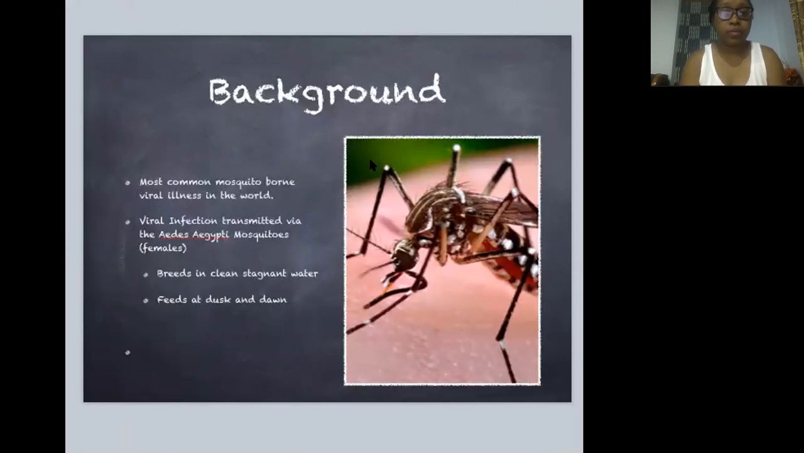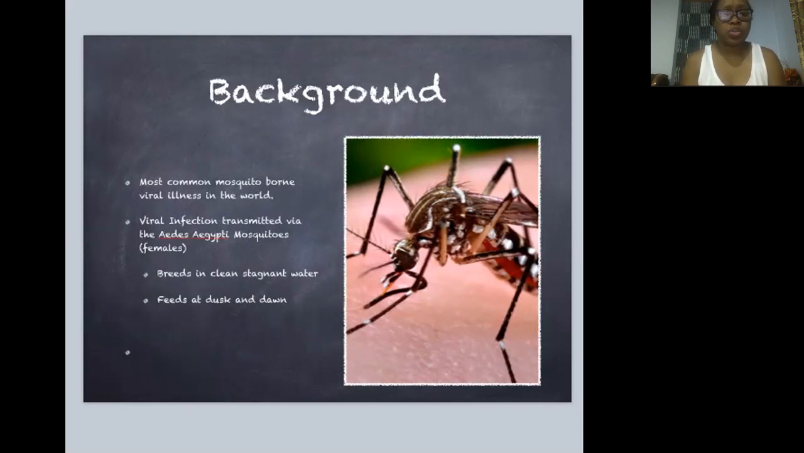Now, dengue fever is the most common mosquito-borne viral illness in the world. It is transmitted via a mosquito called the Aedes aegypti, and it's usually the female mosquito that bites and transmits these viruses. This mosquito can be identified by the white bands or scale patterns on its legs and thorax. This mosquito also transmits other diseases such as chikungunya, yellow fever, or Zika.